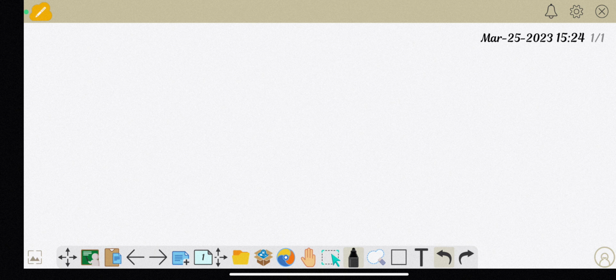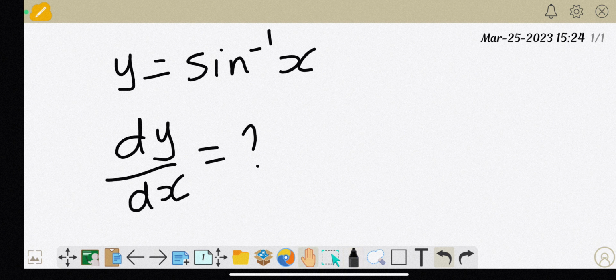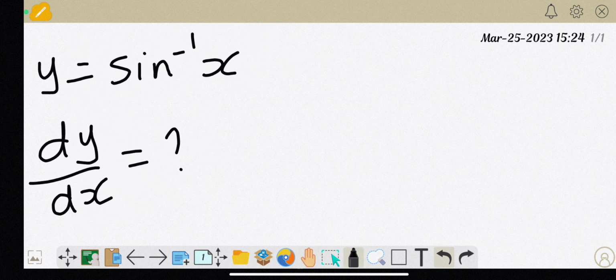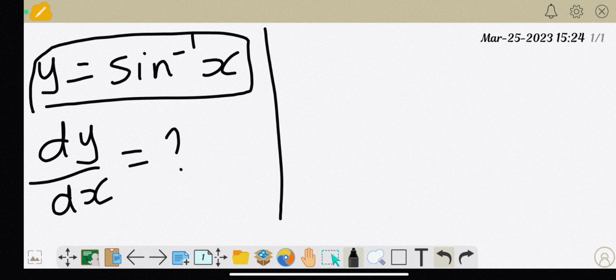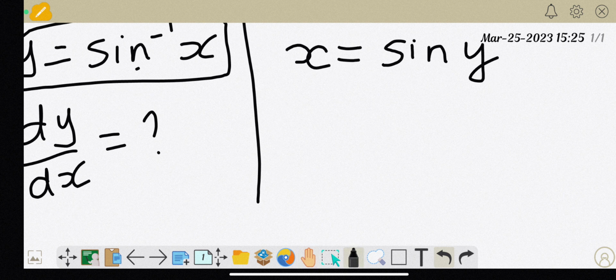So imagine my y is equal to sine inverse x. What is my dy by dx? How can I derive it? We know what is the differentiation of sine x, correct? But we don't know the differentiation of sine inverse x. So let's use that property of sine x. Here, if I send the sine inverse to the left hand side, what happens? It will be x is equal to sine y, correct? Now this is an implicit function, as it was before.